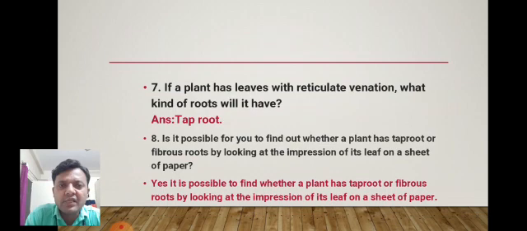Number 7 question is, if the plant has leaves with reticulate venation, once again what kind of roots will it have? So it will have taproot. It will have taproot.